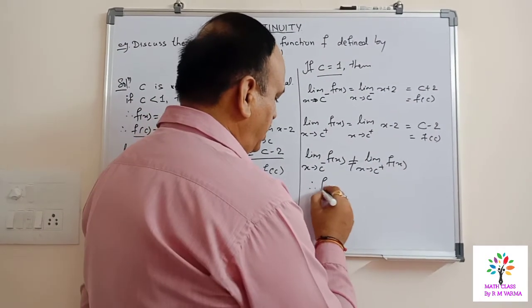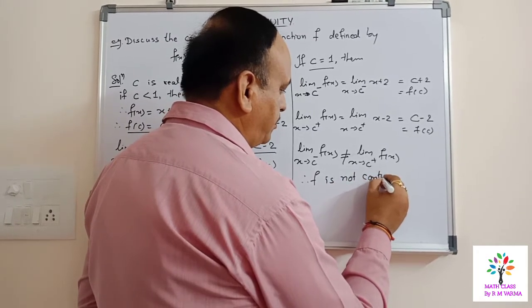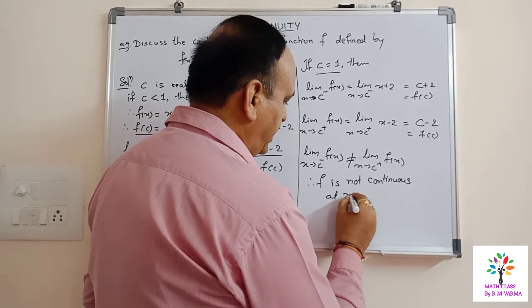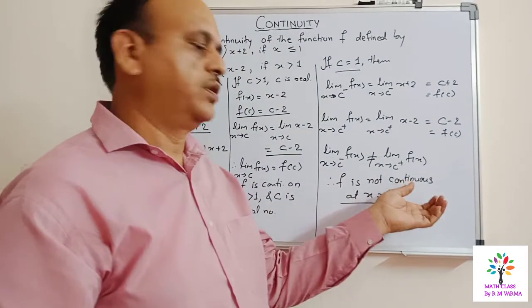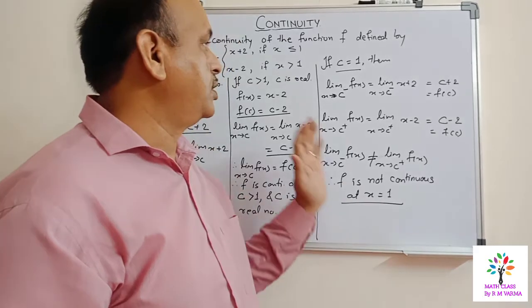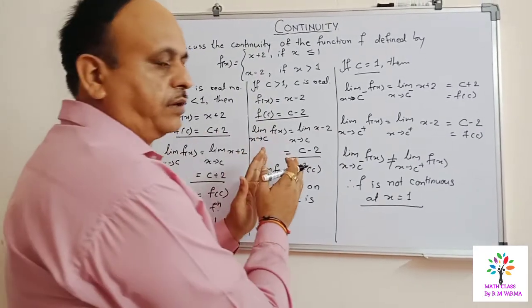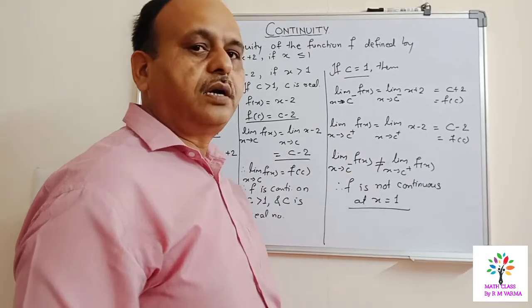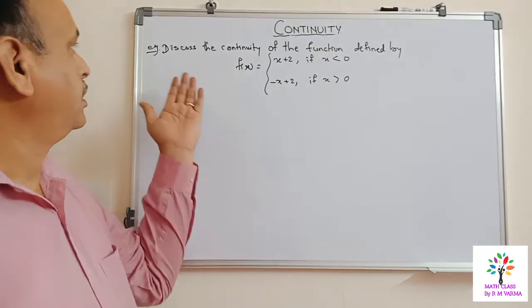Therefore f is not continuous at x equals 1. Or you can write f is discontinuous at x equals 1. So this function is continuous when x is less than 1 and greater than 1, but when x is equal to 1, it is discontinuous. Now another example.